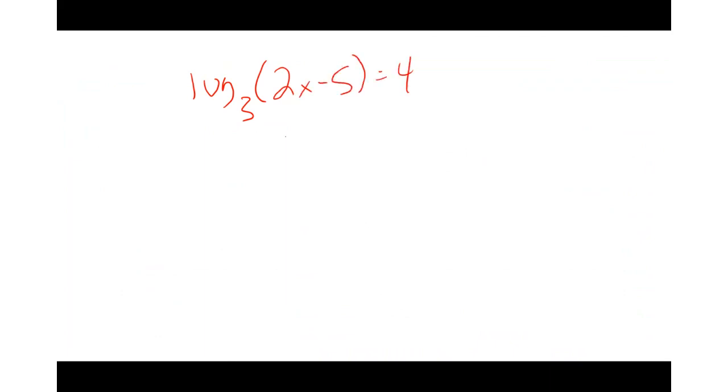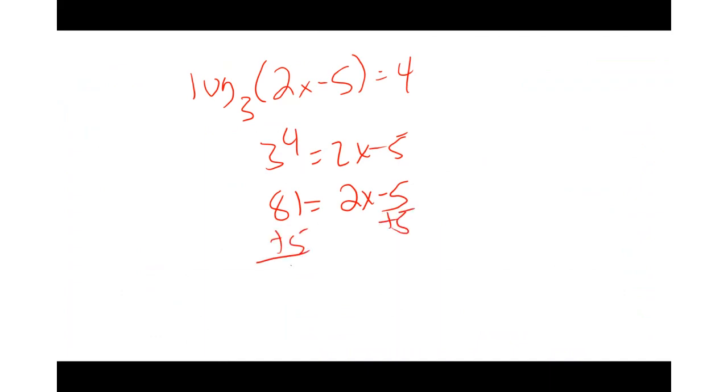2x minus 5 equals 4, I think is what we had. And then we wrote that as 3 to the 4th equals 2x minus 5, which is 81 equals 2x minus 5. Then we added 5. We got 86 is equal to 2x. Divide by 2, and x is equal to 43, which is what Jason said 10 minutes ago. All right. Any questions on that?